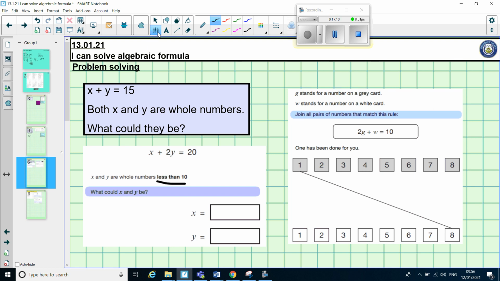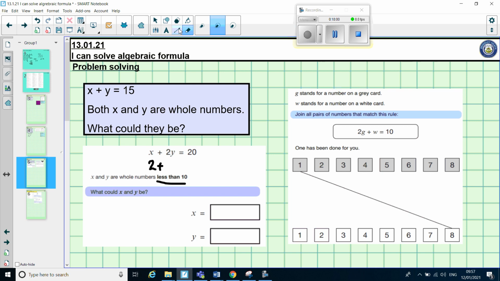If I was doing this, I'd start off by working systematically and thinking about x might be 1. Well, if x was 1, then I know that 2 lots of y would need to equal 1 less than 20, which is 19. Well, it says they're whole numbers, so I can't have 2 lots of something that equal 19. So that's not going to work. So next I would think about x being 2. If x was 2, then 2 lots of y would need to equal 18, because it's 2 less than 20. Well, 2 lots of what equal 18? Well, 2 lots of 9 equal 18.